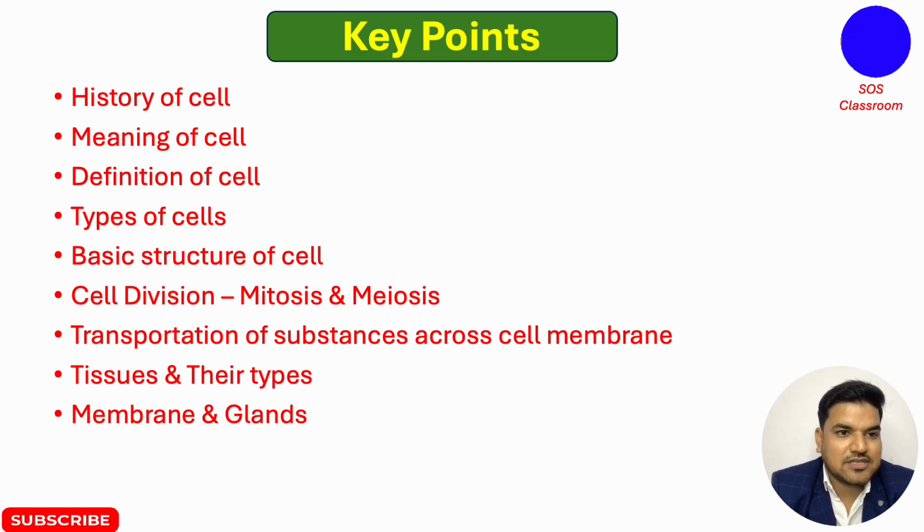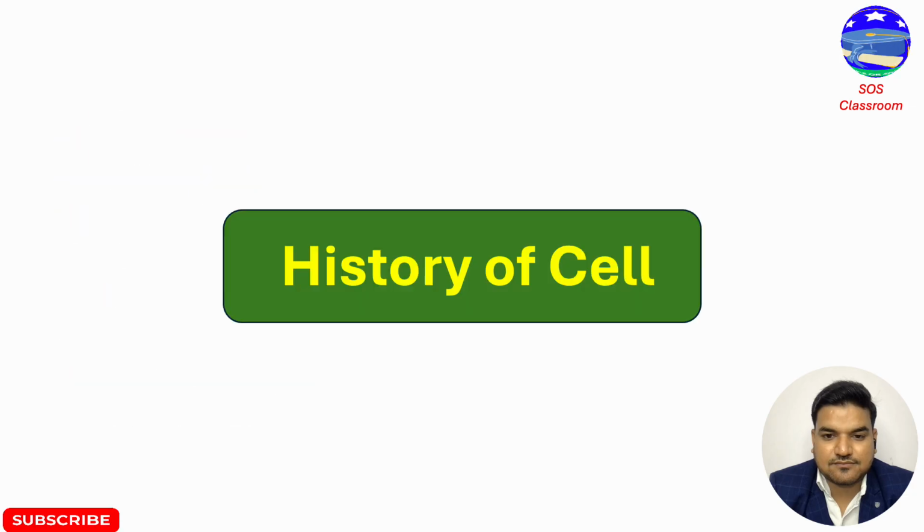So today we will cover the history of the cell, meaning of cell, definition, types of cell, basic structure of cell, cell division like mitosis and meiosis, transportation of substances across the cell membrane, different types of tissue, membrane and glands. So first of all, we will discuss the history of cell.